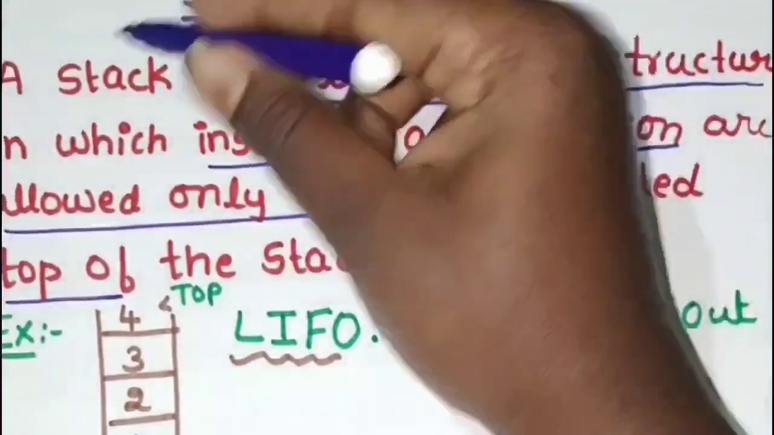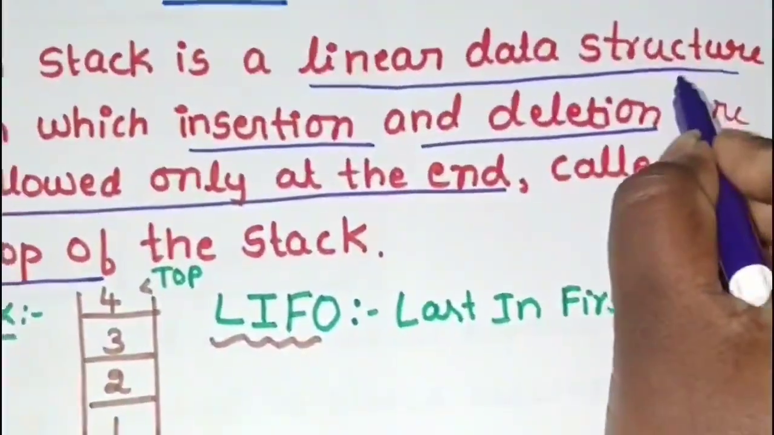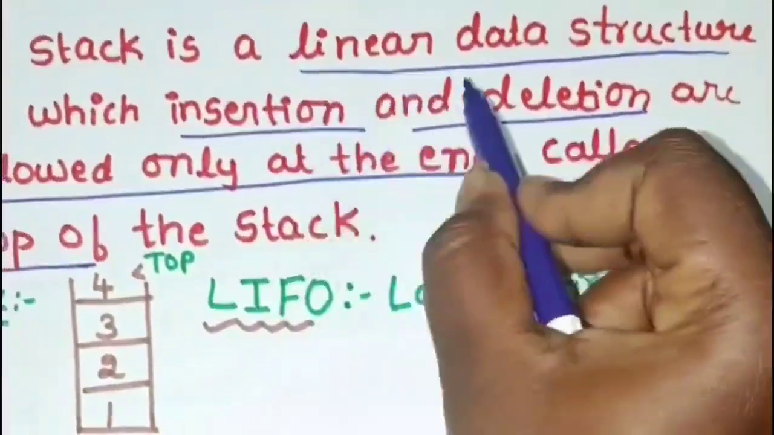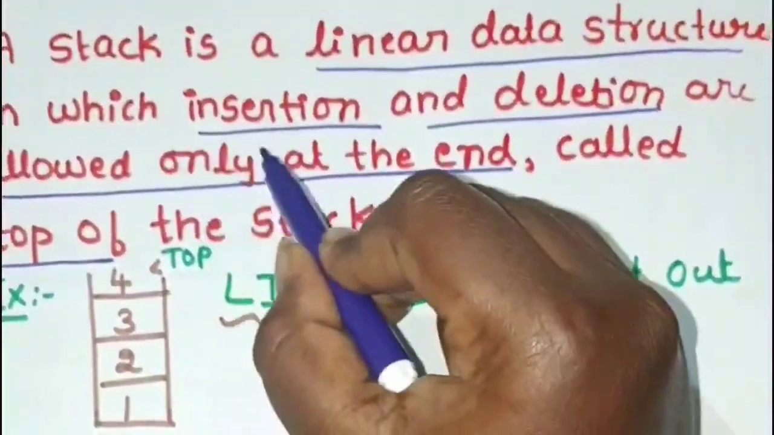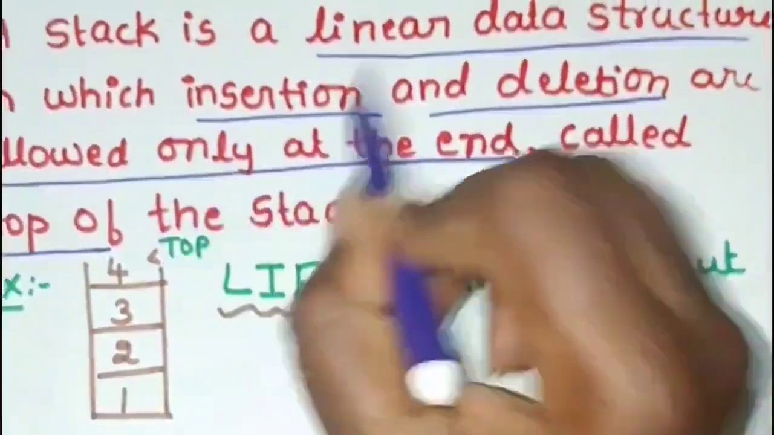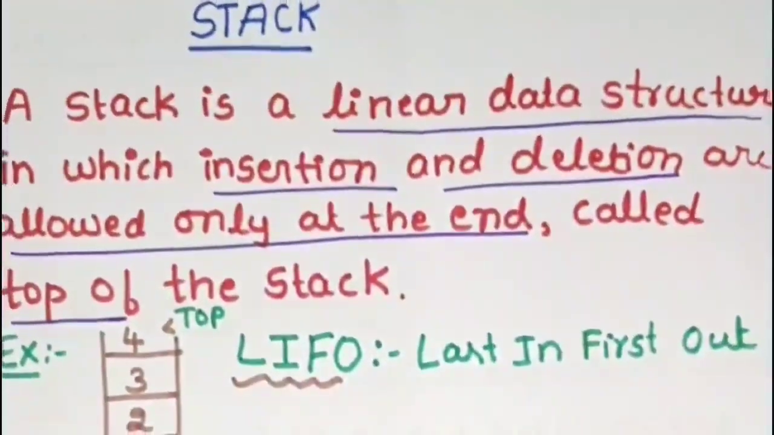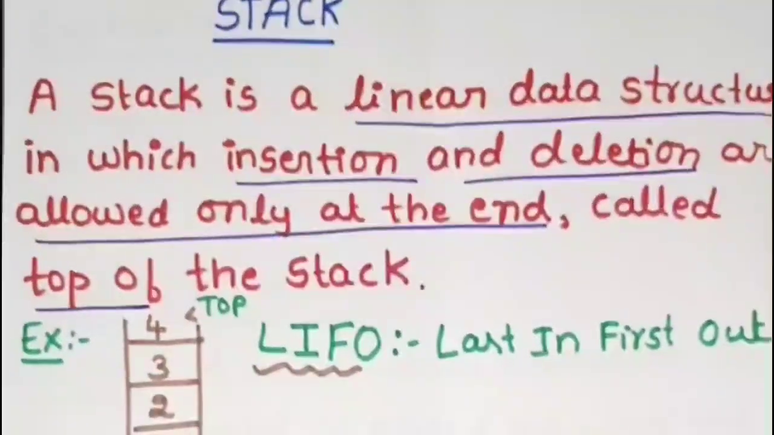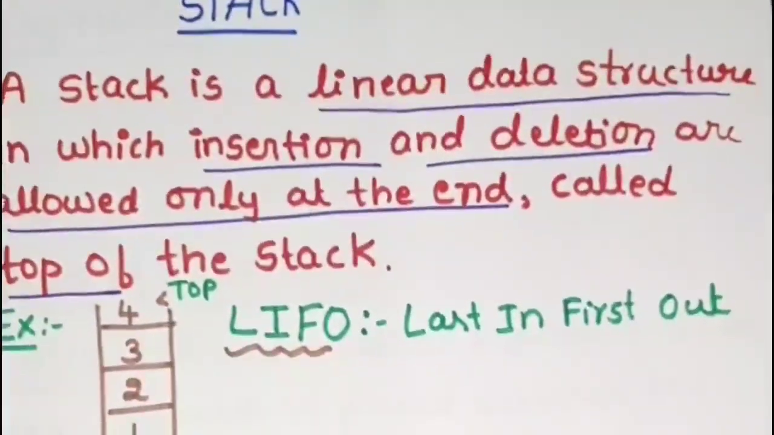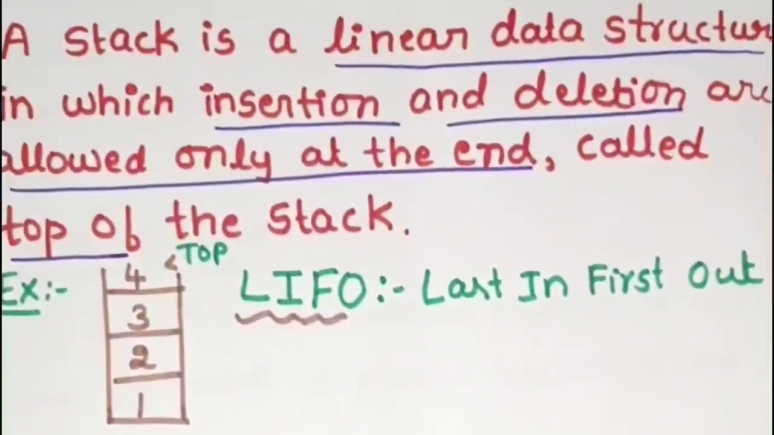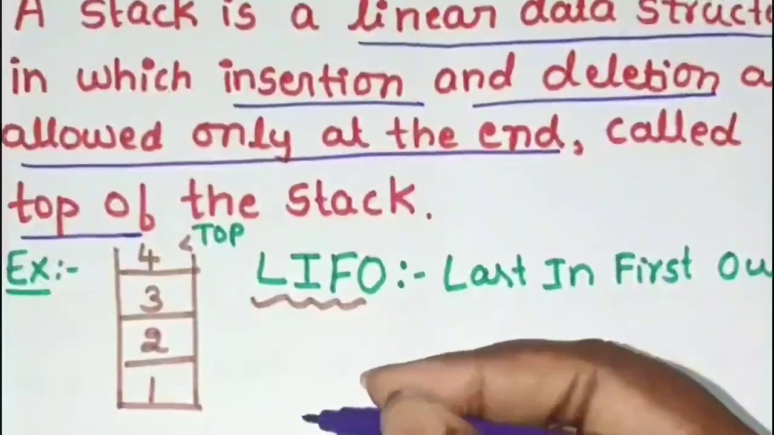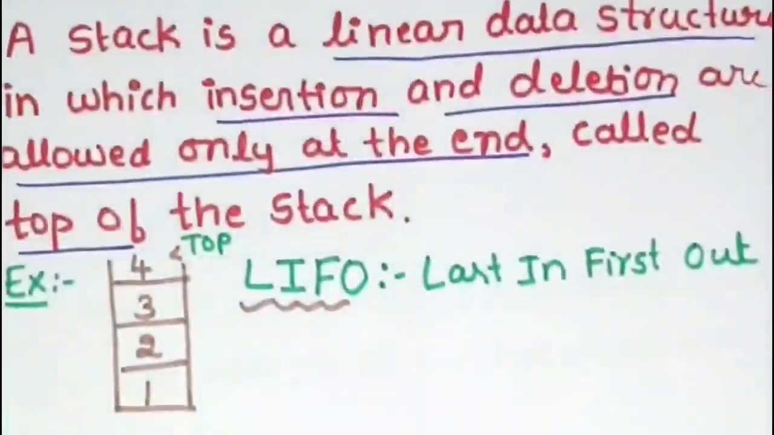What is a stack? A stack is a linear data structure in which insertion and deletion are allowed only at the end called the top of the stack. Stack is nothing but a linear data structure. Linear data structure means elements are arranged in a sequence, one after the other. Insertion and deletion, meaning we can insert and delete elements, are allowed only at one end.